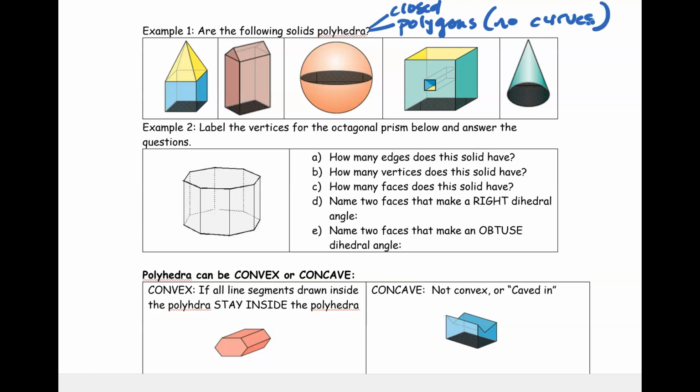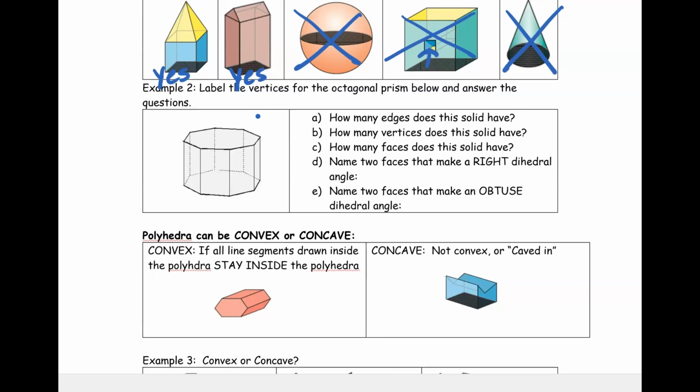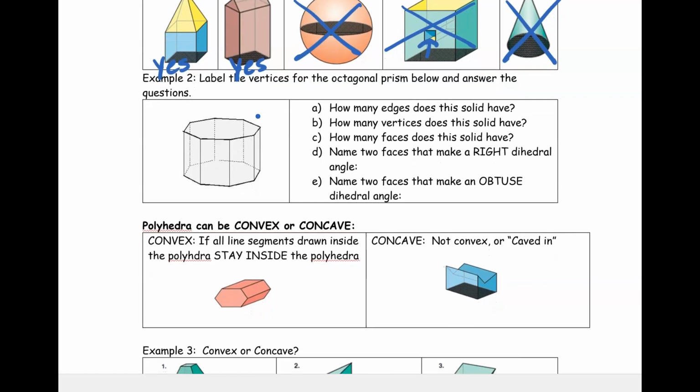So anytime you see a curve, like this cone is not going to be a polyhedra, the sphere is not a polyhedra, this one is not a polyhedra because it's got this hole in the middle, but these first two, this would be yes, and this would be yes, because all of the sides of those are polygons. With example 2, it says label the vertices for the octagonal prism below and answer the questions.